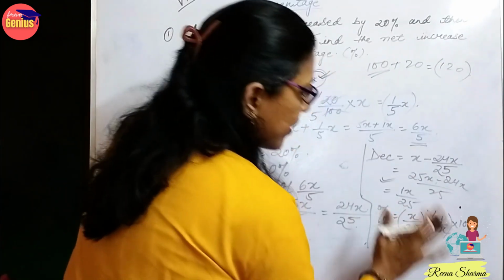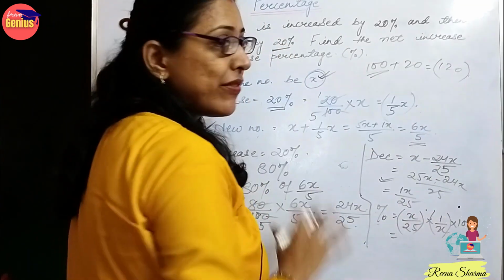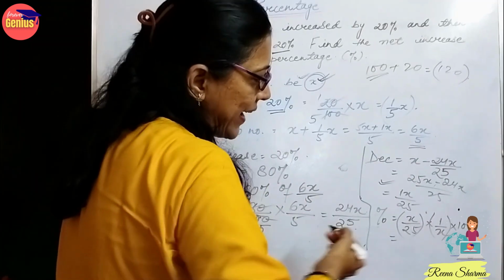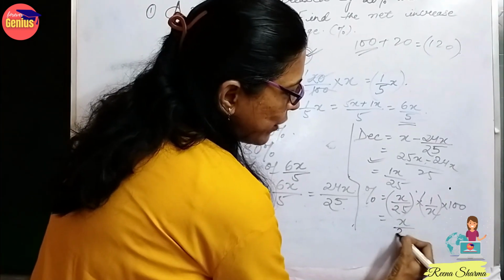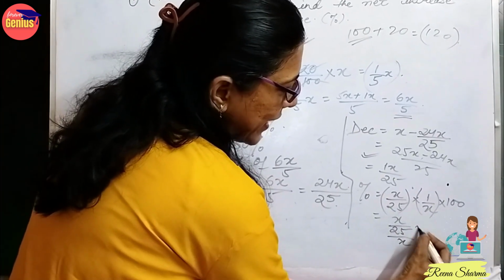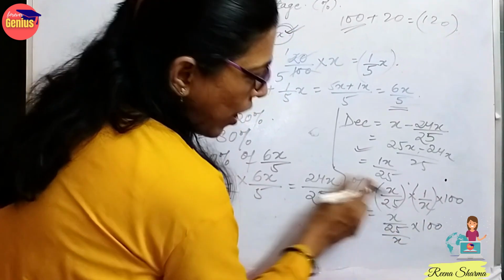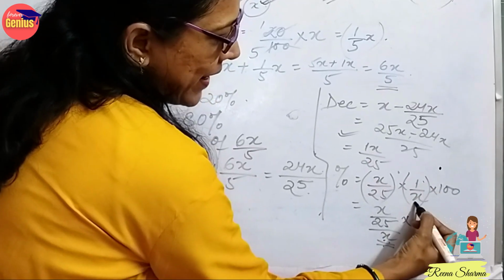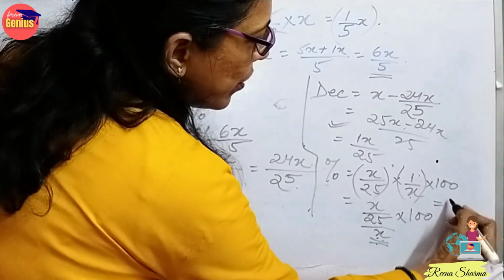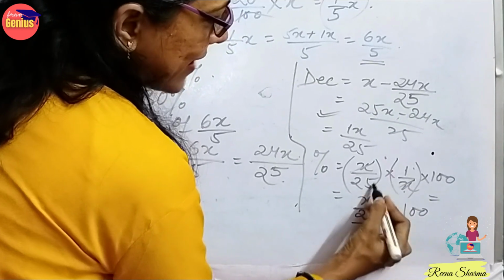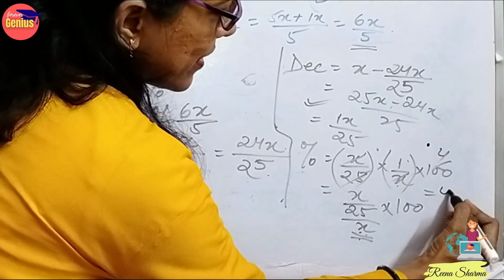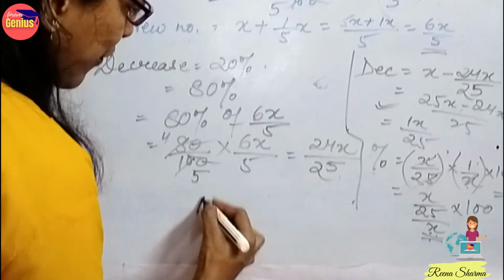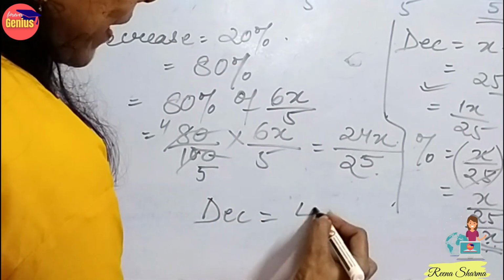And how to show this? Whenever we calculate any decrease, it will be on this number. So if I write it like this, x by 25 by x into 100, if I solve, this is the reverse of x, that is 1 by x. Now when I calculate, x cancels, it comes to 4, that is equal to 4%. So the net decrease in the question is 4%.